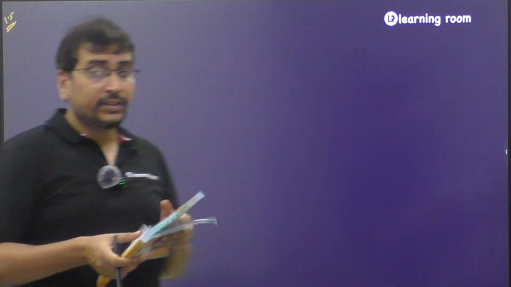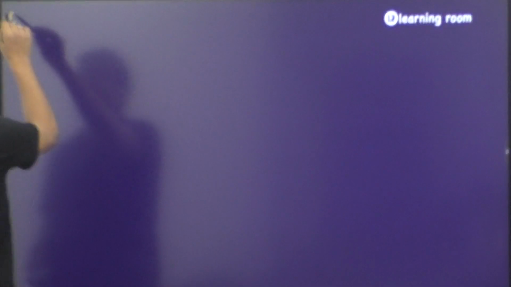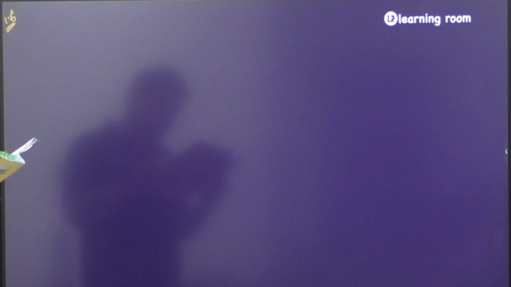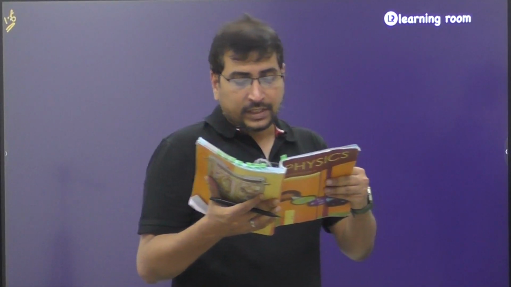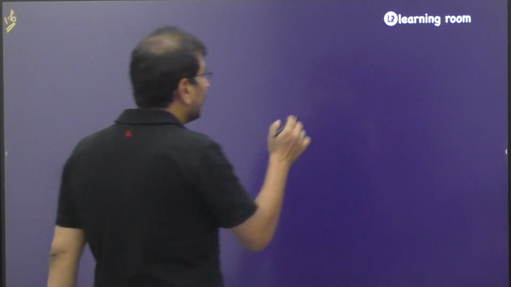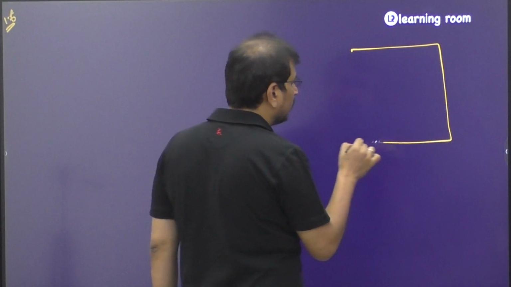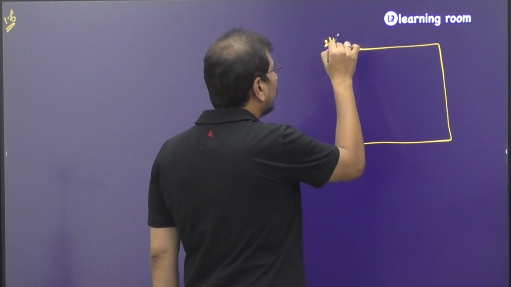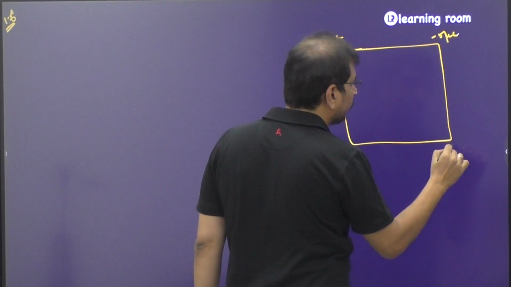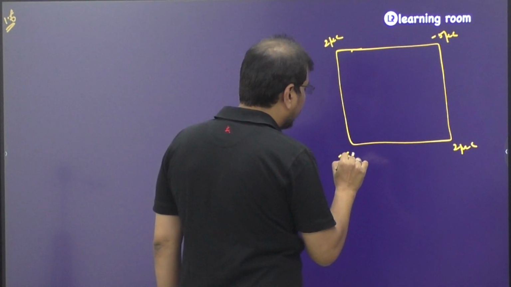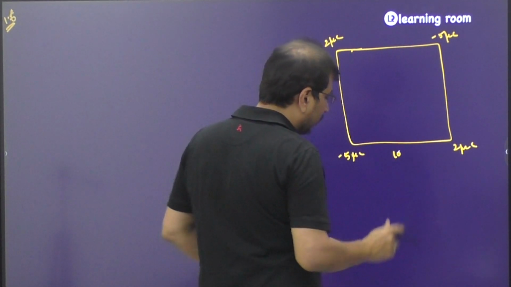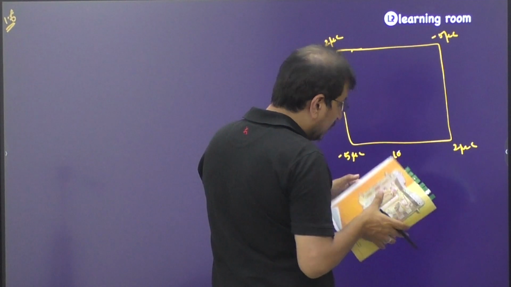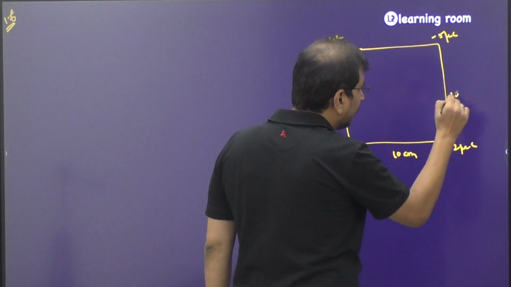Next, what about 1.6? So 1.6 is a problem. Four charges, 2 microcoulomb, minus 5 microcoulomb, 2 microcoulomb, and minus 5 microcoulomb are located at the corners of a square ABCD of side 10 centimeter. So there is a square across which you have 2 microcoulomb, minus 5 microcoulomb, 2 microcoulomb, minus 5 microcoulomb placed at the corners, with side 10 centimeter.